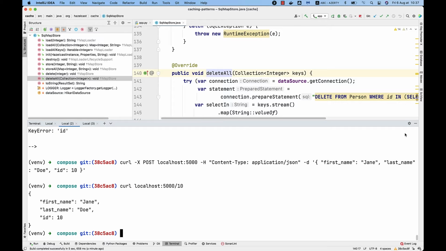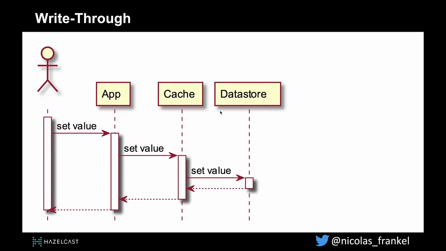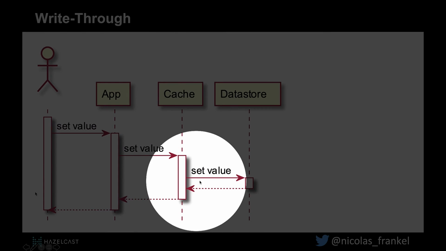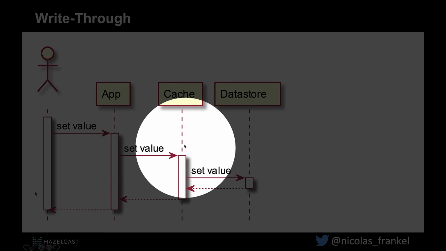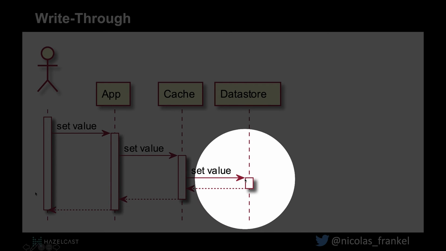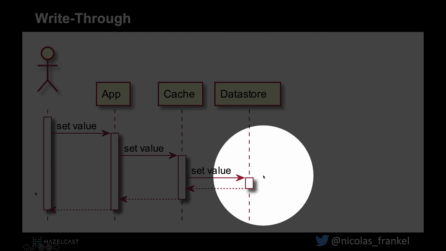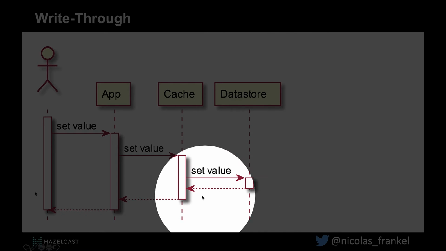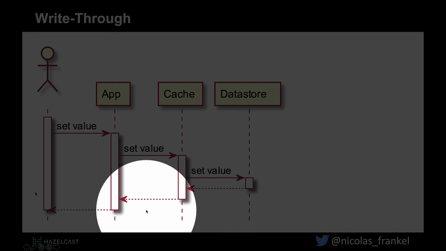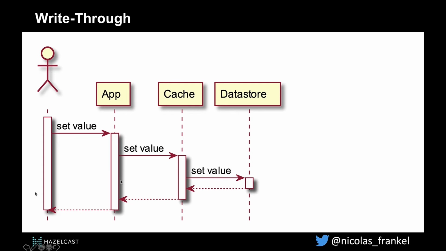Notice, however, that in that case, every time we are waiting until we get confirmation. So here, if you remember your UML lessons, this is synchronous. We put data into the cache, the cache puts data in the data store, and we wait until the data store has done its job and we get the response and we return the response. It might be good, depending on your use case, it might be not so good. We are not as fast as we could be.